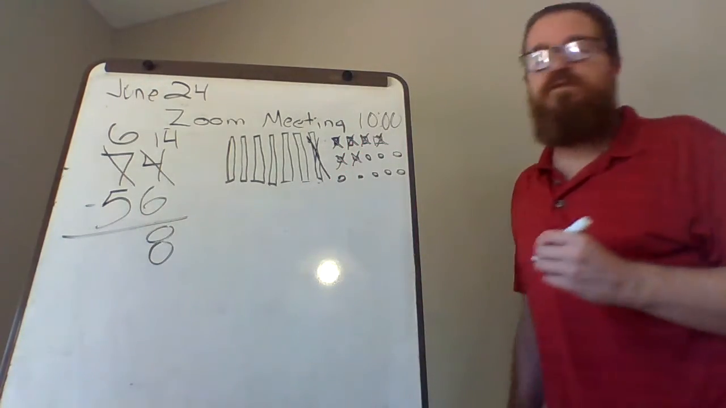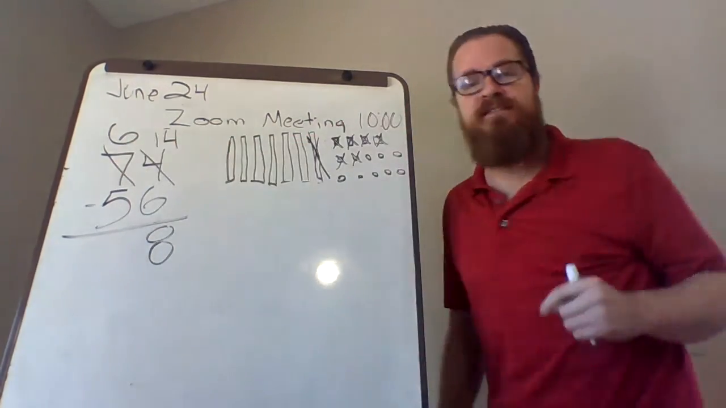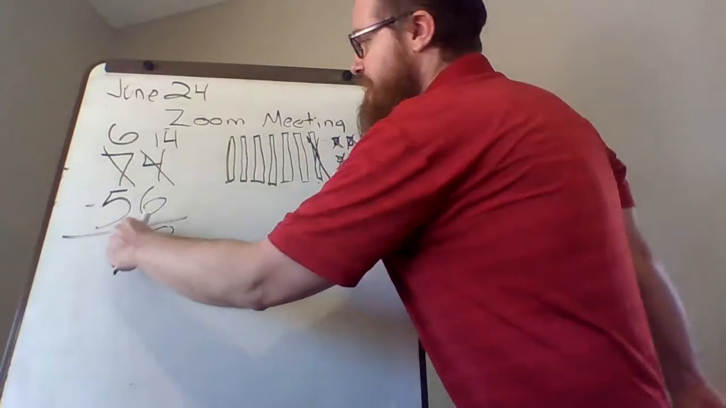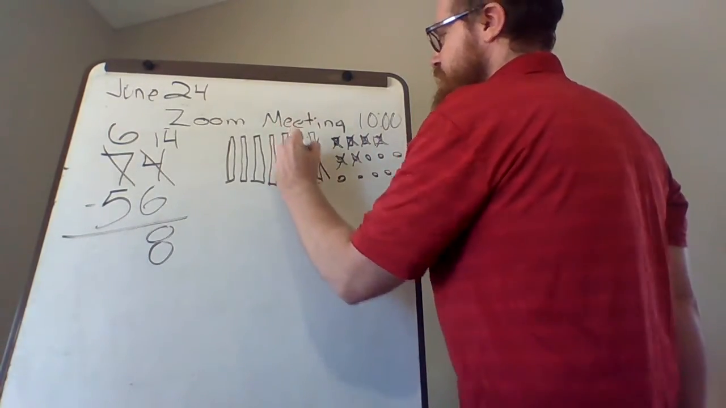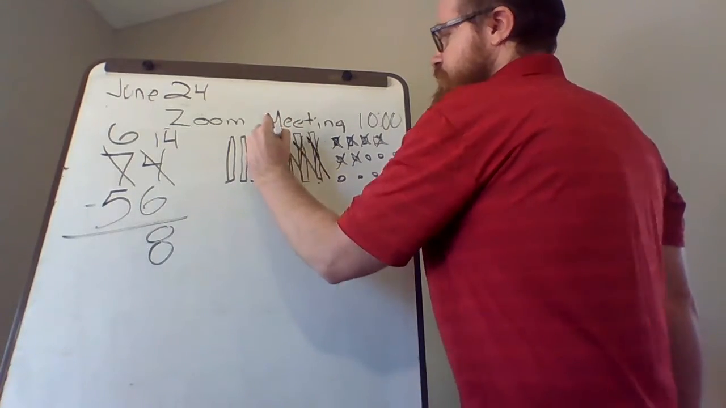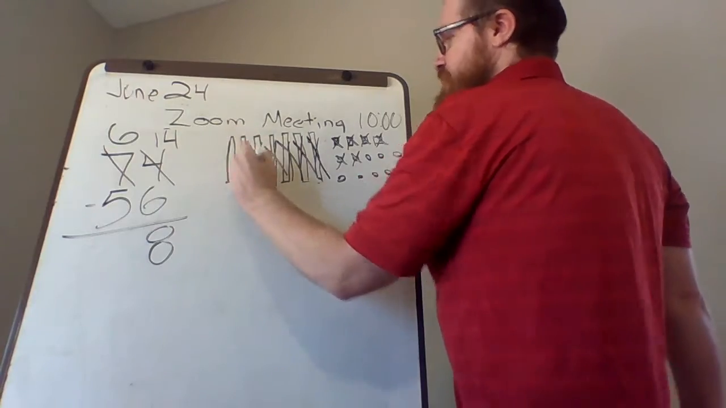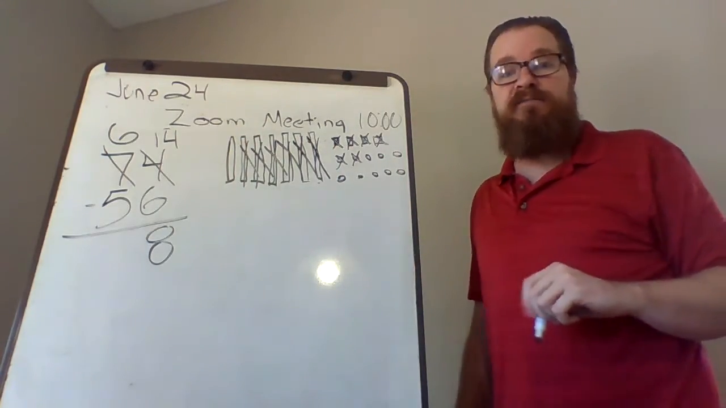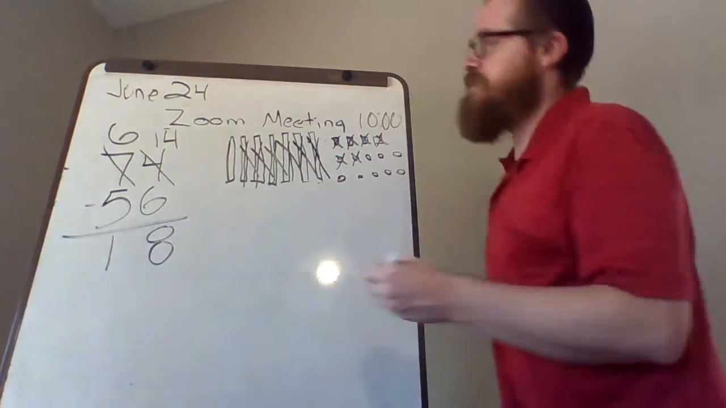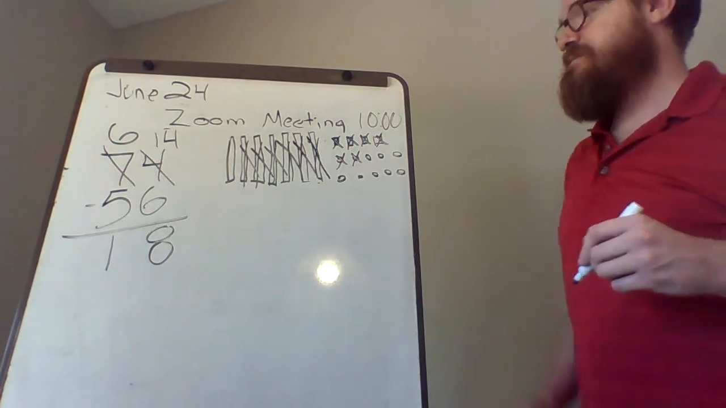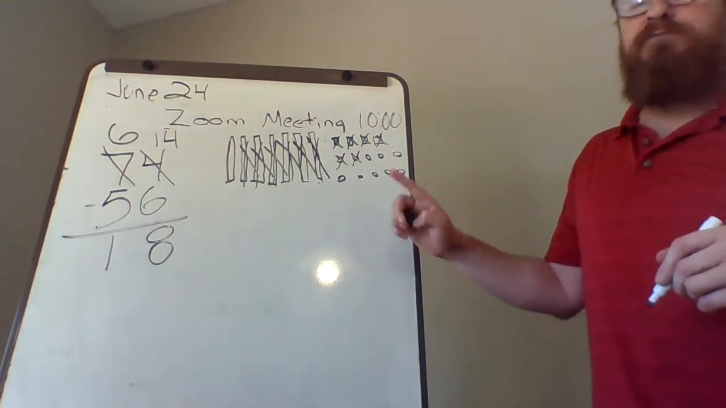Now I'm gonna come over to my tens place. I have 6 tens left over and I need to take away 5 of them. Okay, so taking away 1 ten, 2 tens, 3 tens, 4 tens, 5 tens. How many do I have left? I have this one right here left. So I have 1 ten left. So put that together. What have I got? I've got 18.